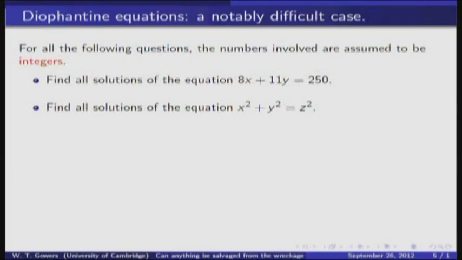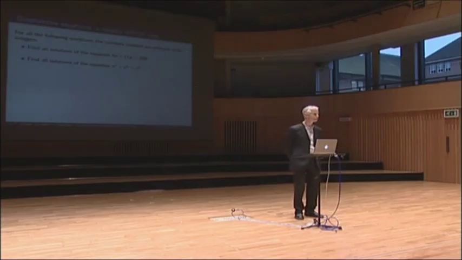What about all solutions to x squared plus y squared equals z squared? Again, if they're just ordinary real numbers, that's very easy to do. But if they have to be integers, then they somehow have to be special triples of integers, things like 3, 4, 5, or 5, 12, 13. And mathematicians now have an understanding of what all so-called Pythagorean triples are.